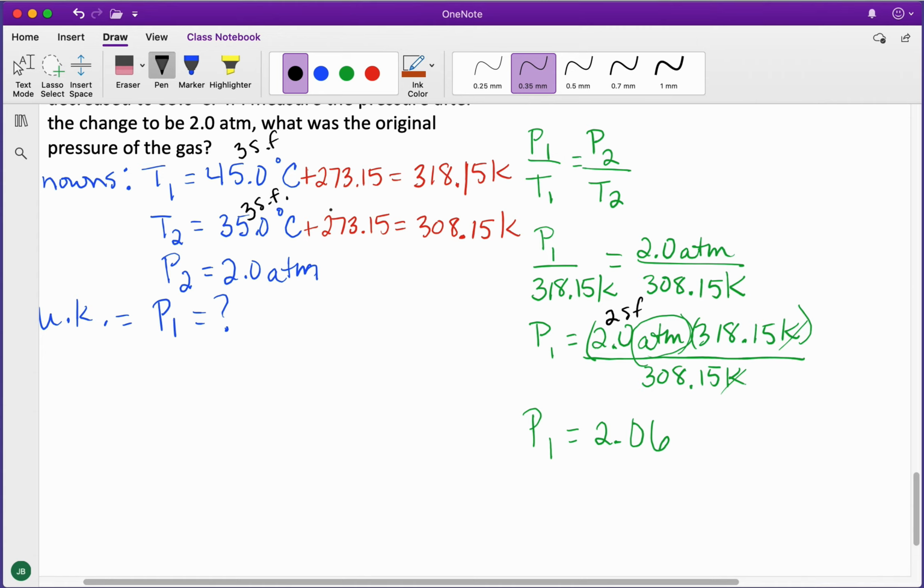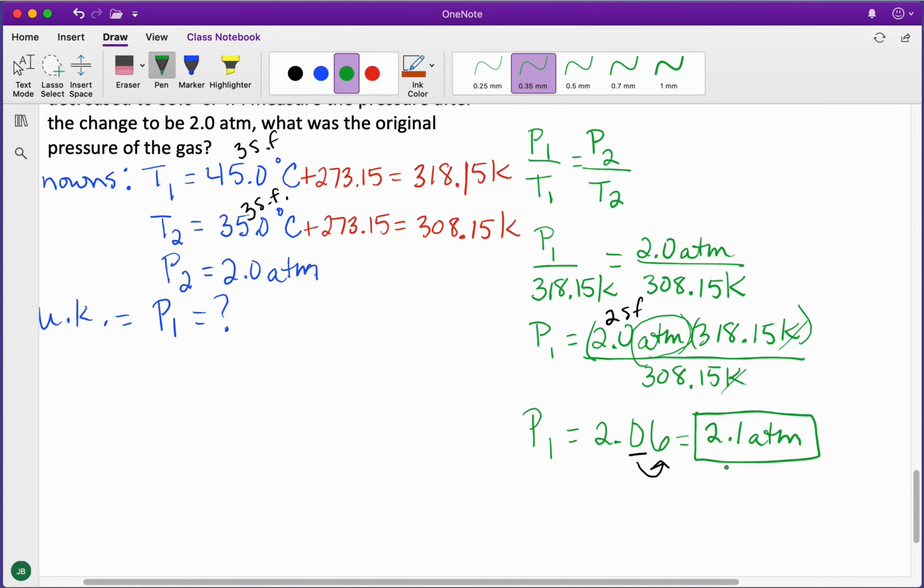All right, so 2, 3, and 3. That means that our final answer is going to have 2 significant figures. So underline, look behind. And so that's going to have the final pressure at 2.1 atmospheres.